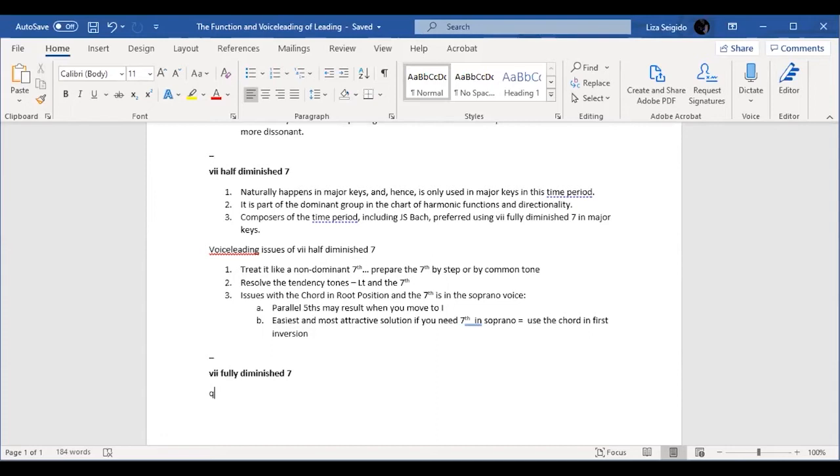The first tritone can be measured between the root and the 5th of the chord. That's tritone number 1. And tritone number 2 is formed between the 3rd of the chord and the 7th of the chord.